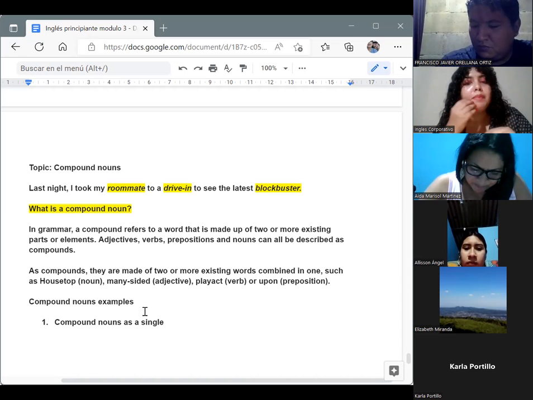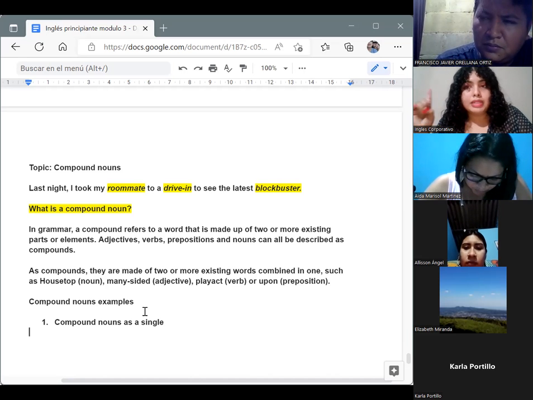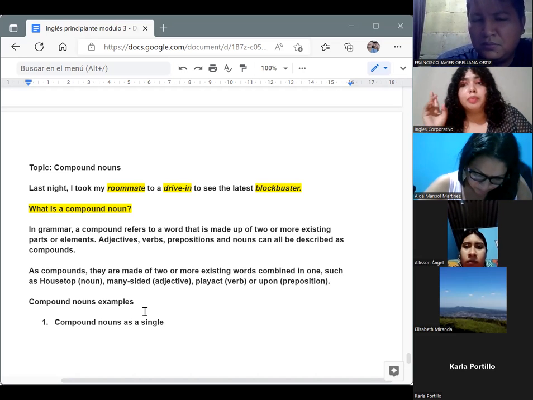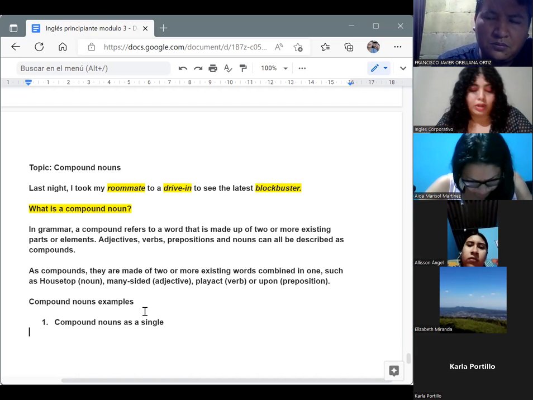Vamos a ver esos ejemplos, because we have noun plus noun, verb plus noun, adjective plus noun, preposition plus noun, and verb plus preposition. Vamos a ver qué palabras salen de esas combinaciones.